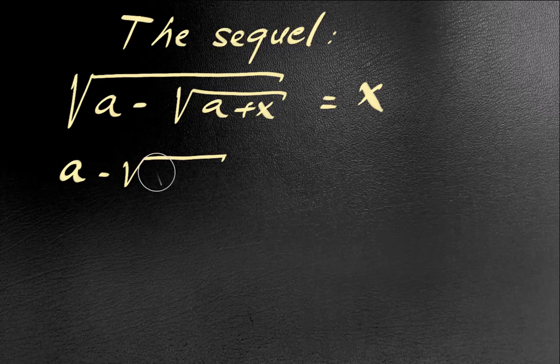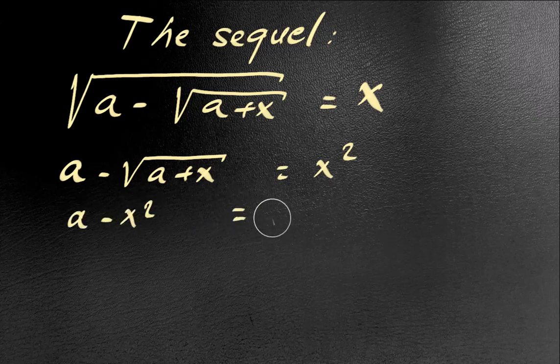Welcome everyone. This is another method of solving the problem we have already solved. This is the cycle, actually, I call it. It is square root of a minus square root of a plus x is equal to x. So we square both sides, we get a minus square root of a plus x is equal to x squared. And then a minus x squared is equal to square root of a plus x.